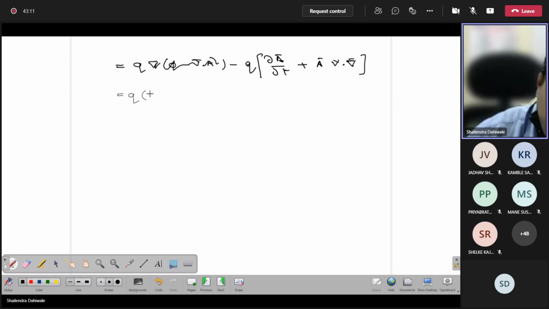Is this visible to everyone? Some issue is coming. This pen has become very sensitive.